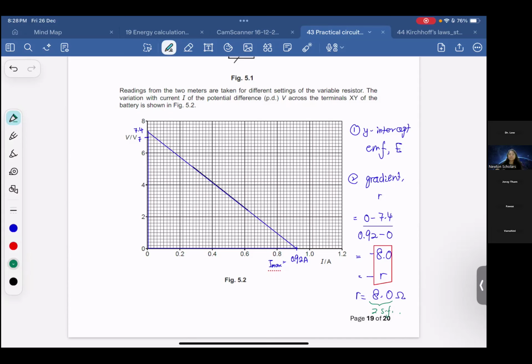No, dear. Only this answer. Because, Jory, just now in questions 1 and 2, they must be 7.4 volt for EMF and the maximum current 0.92. So they only accept this answer, and then your gradient using these two. They didn't accept other answers. They didn't mention they accept plus minus or in the range. No. They straightly write 8.0 as their final answer only.